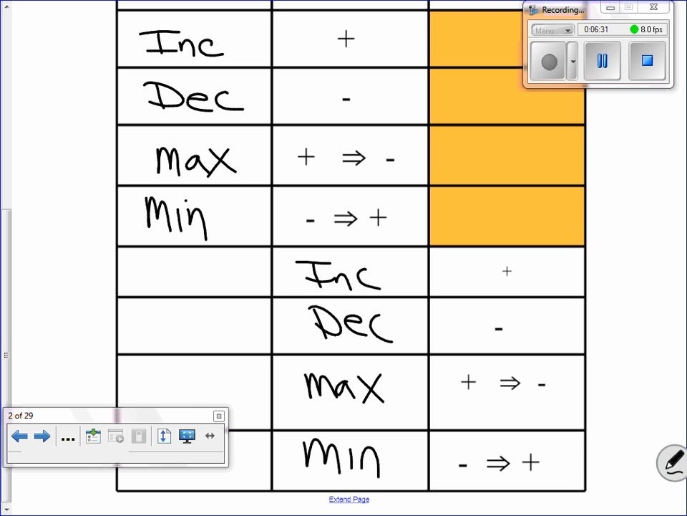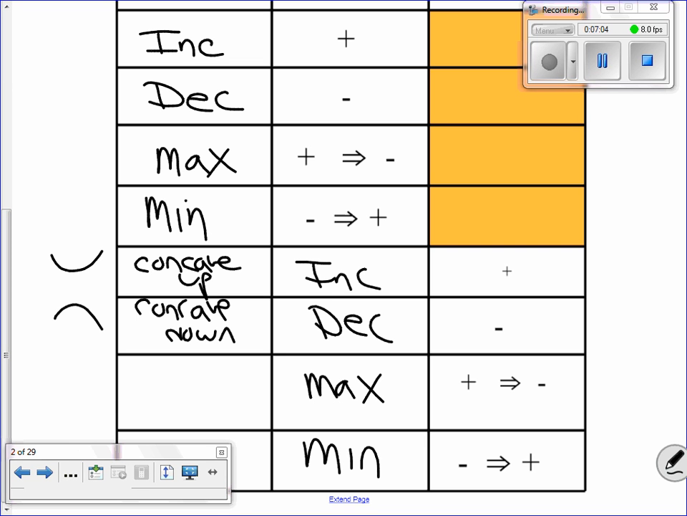So if the second derivative is positive, that means the first derivative is increasing and the function is concave up, right? If one of these is true, they're all true. If the second derivative is negative, because the slope, the first derivative, is decreasing, the function is concave down. Down, up, up.